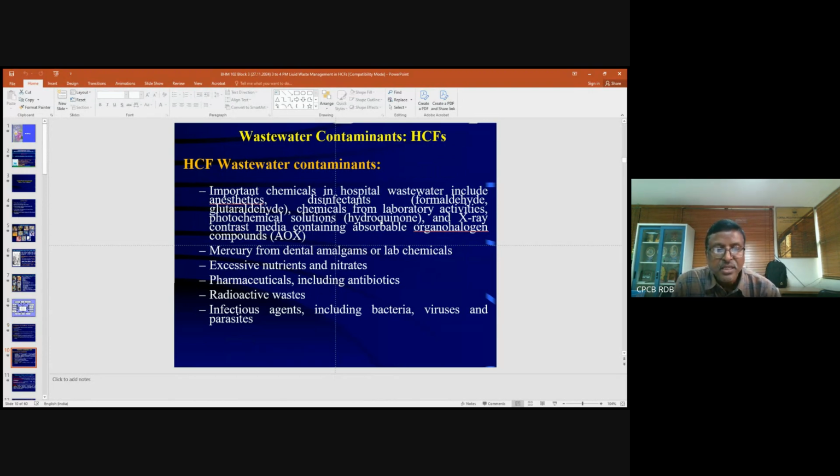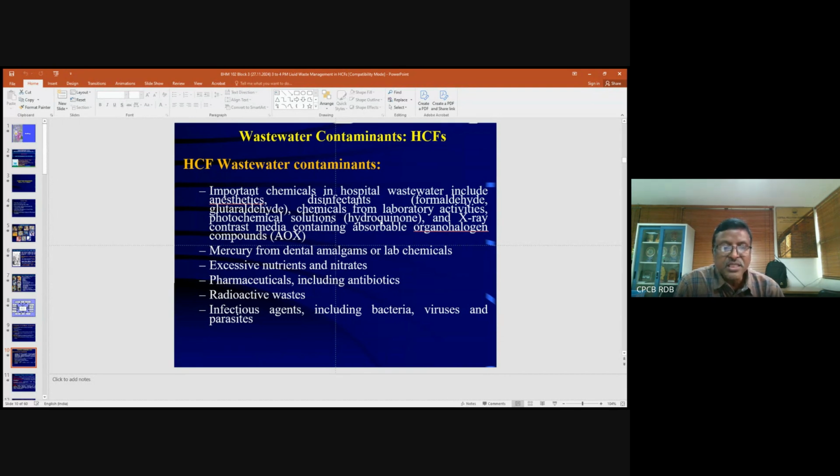We can expect chemicals as a part of the wastewater, which include anesthetics, disinfectants like formaldehyde and glutaraldehyde, chemicals from laboratory activities, and photochemical solutions. Of course, these are very less nowadays. We have gone for digital. Photochemical solutions are available, and X-ray contrast media containing adsorbable halogen compounds, that is what we call AOX. Mercury from dental amalgam or lab chemicals.